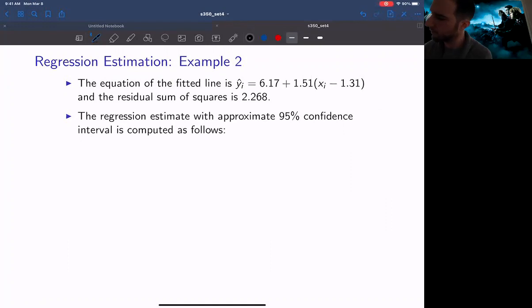Okay, so let's start off just by making some notes on what we have here. So what do we know? Well, we know that our sample size is going to be 25. That was made pretty clear to us from the problem. Okay, so we have our regression line here, right?